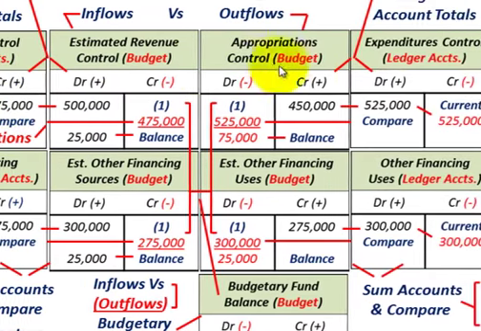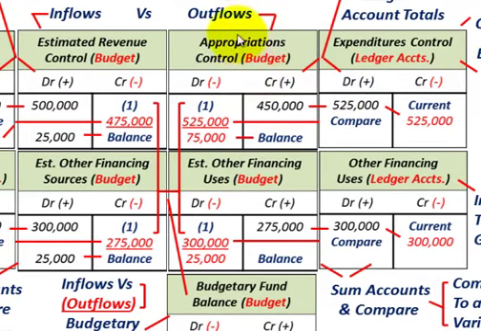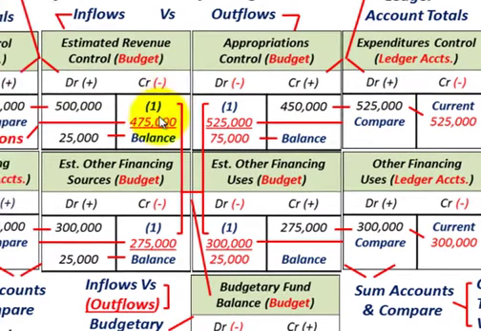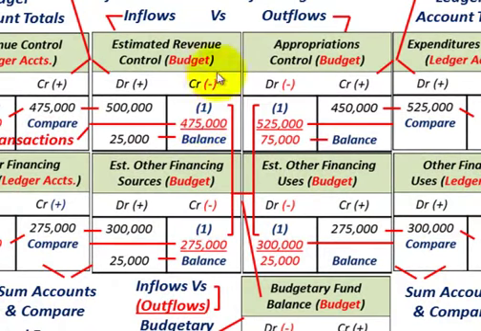And then moving over to the other side, just remember your outflows, appropriations control and estimated other financing uses. For the budget, credit plus, debit minus, versus the actual ledger accounts where you have your expenditures and your other financing uses, debit plus, credit minus. Okay, so we went through all these examples. Just remember you have to set up your budget. There are no actual transactions going into those budgetary accounts. I just did this for demonstration purposes, just to look at how it would work.